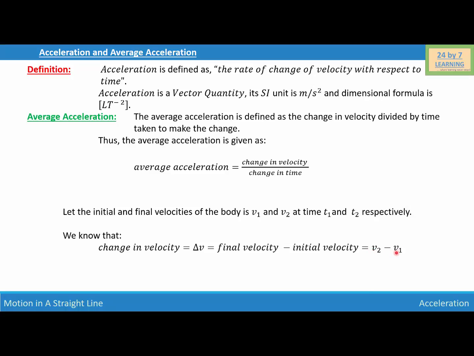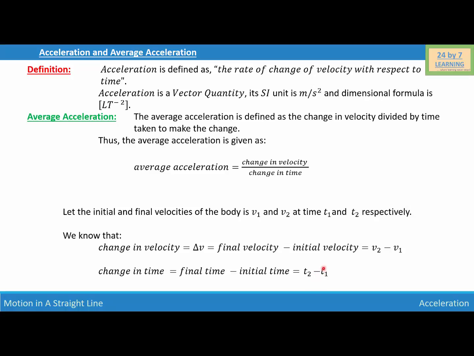Now let's find the change in time. The change in time is equal to the final time minus the initial time, and as you can see, the final time is t2 and the initial time is t1. So we will write t2 minus t1. So the change in time is basically t2 minus t1.